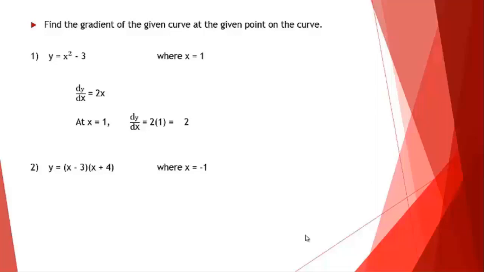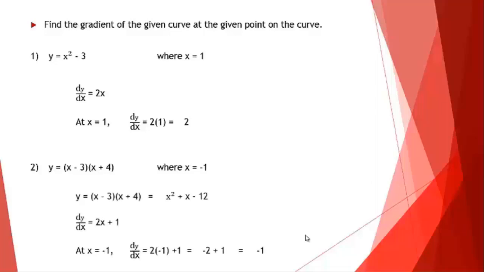Similarly, when you work out the second question, we find that y equals x take away 3 times x plus 4. So we can simplify by taking off the brackets, which is x squared plus x take away 12. And by differentiating with respect to x, we get 2x plus 1. As the point is at negative 1, we substitute negative 1 instead of x in the dy by dx. So we get 2 times negative 1 plus 1, which is negative 2 plus 1 equals negative 1.